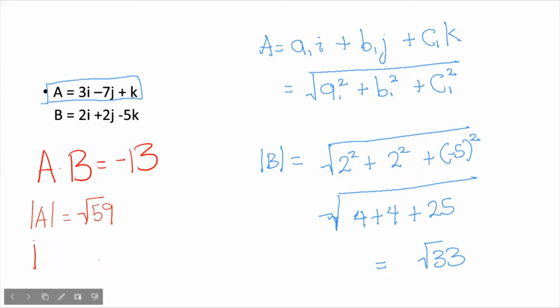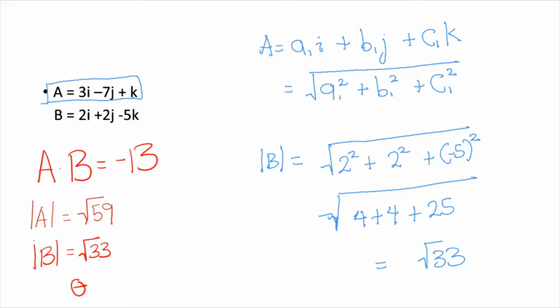The magnitude of b here is root 33. Okay, so we have a dot b as minus 13. We know that the magnitude of a is root 59. The magnitude of b is root 33. So from there we can find our theta.